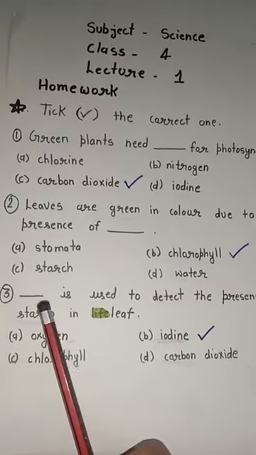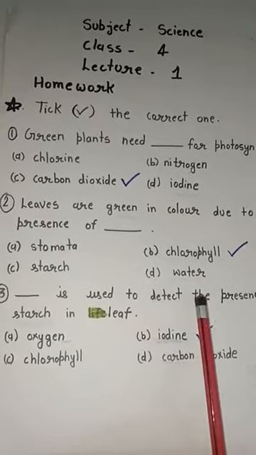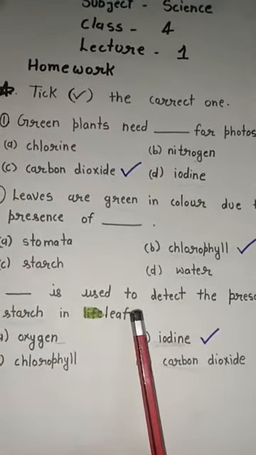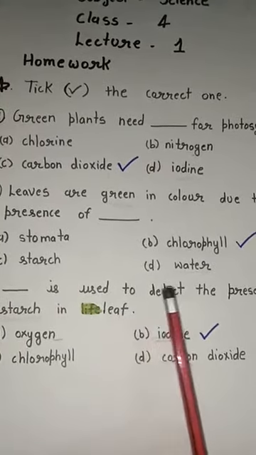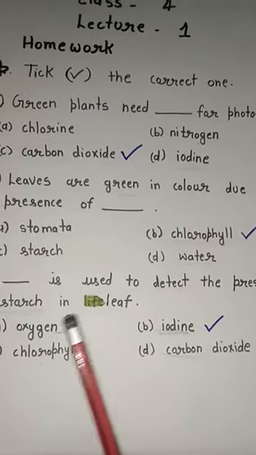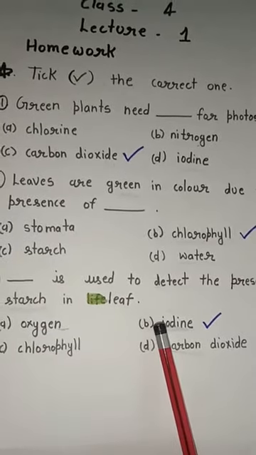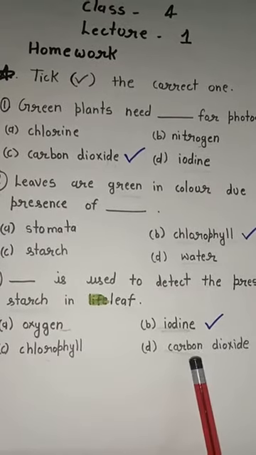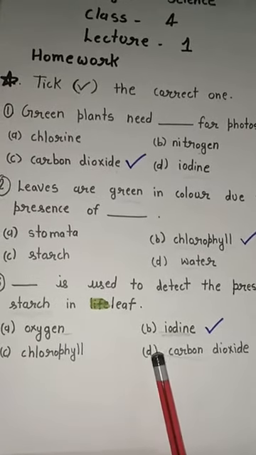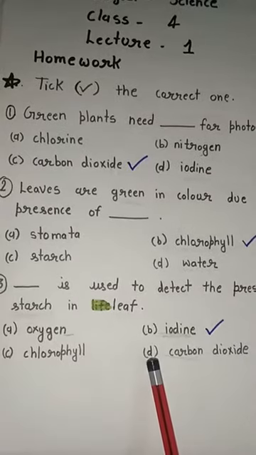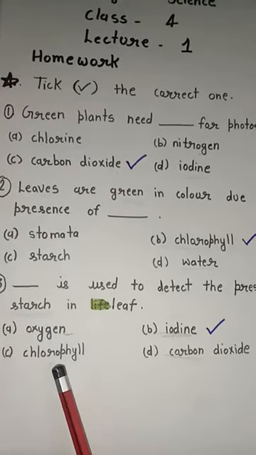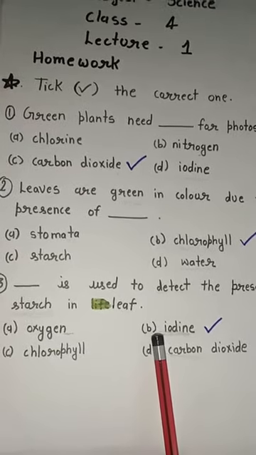Number 3, blank is used to detect the presence of starch in leaf. Again, I'm repeating. Blank is used to detect the presence of starch in leaf. Option A, oxygen, B, iodine, C, chlorophyll, or D, carbon dioxide. You know, students, very well you know this, that oxygen and carbon dioxide gases are used for breathing. Chlorophyll is a green pigment which is present on the leaves. Yeah, option B, iodine, is the correct answer.